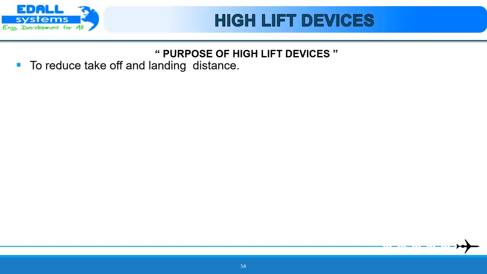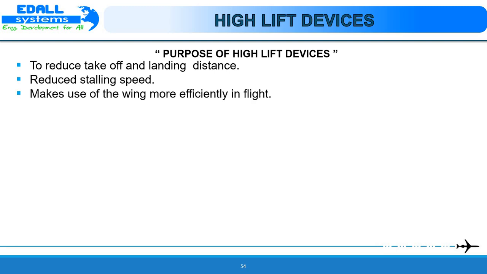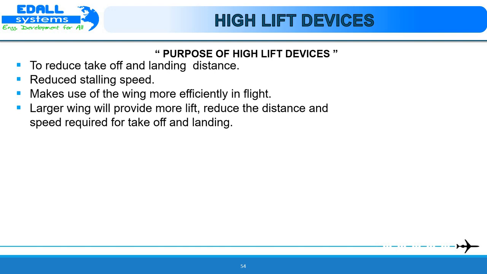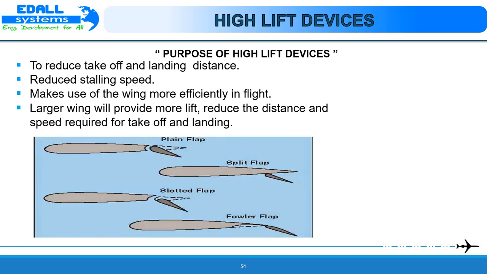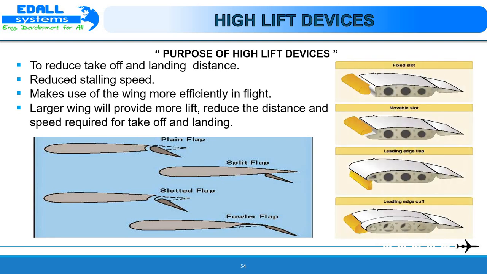The purpose of high lift devices is to reduce takeoff and landing distance, reduce the stalling speed, and make use of the wing more efficiently in flight. A larger wing will produce more lift and reduce the speed required for takeoff and landing. These are a few of the flaps: plain flaps, split flaps, slotted flaps, and Fowler flaps. There are leading edge high lift devices like fixed slots, movable slots, leading edge flaps, and leading edge cusps.